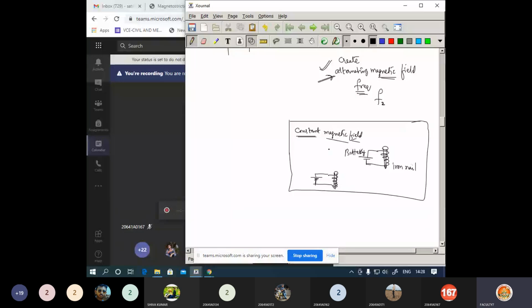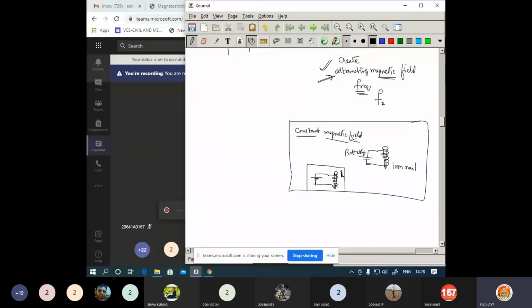Okay, now let me give another clue here. Take this arrangement. What is the arrangement here? This is the iron nail. Now we are connecting a coil, and this coil is connected to a battery. Now what are you going to do? You take one more iron nail here or some pin.